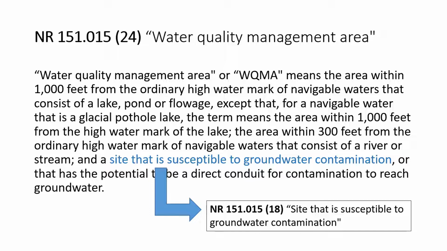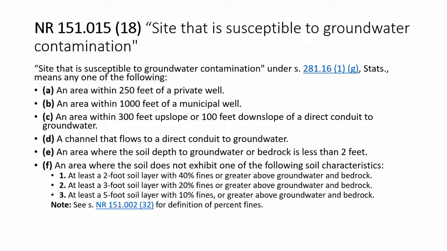So here we have the definition for WQMA. And if you dig down further, you can find another section of NR 151 that talks about site that's susceptible to groundwater contamination. So let's take a look at that definition. Here we have 6 paragraphs that describe sites based on their proximity to wells, conduits to groundwater, and soil characteristics where there is shallow bedrock or groundwater. So site that is susceptible to groundwater contamination includes an area within 250 feet of a private well or 1,000 feet from a municipal well.